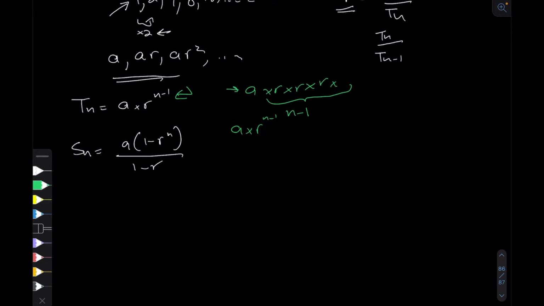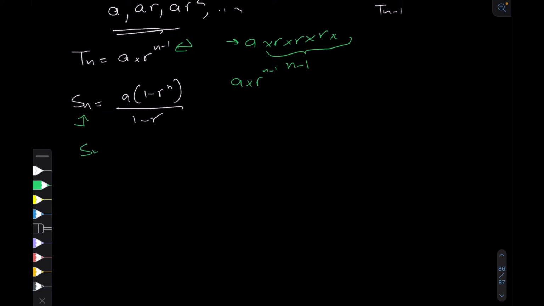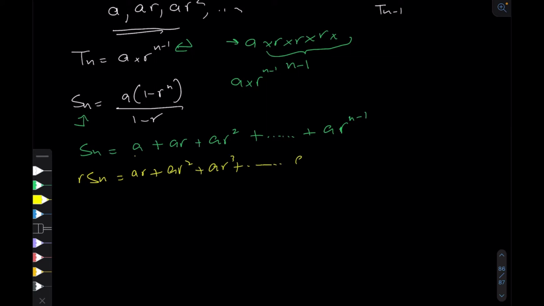Okay, so just to show you a proof of why the sum of a geometric progression is like this. What Sn basically means is that you take a, and then you add ar, and then you add ar squared, all the way till ar^(n-1). So what if I multiply it by r? I'm just writing a new statement. If a is multiplied by r, it would be ar. If ar is multiplied by r, it would be ar squared, ar cubed, all the way till ar^(n-1) plus ar^n.